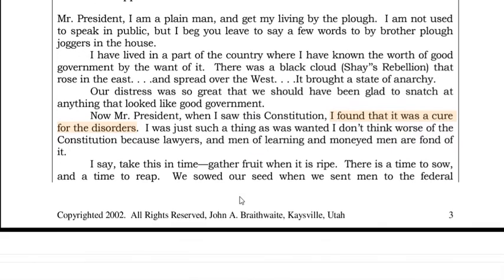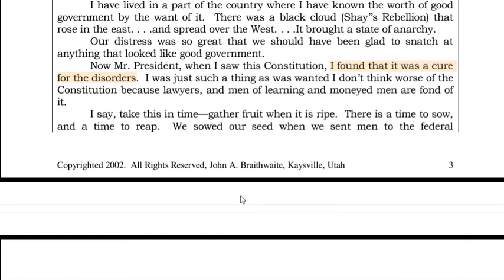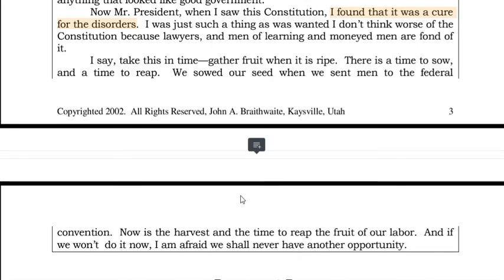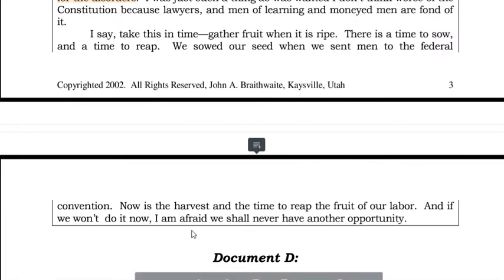I say, take this in time. Gather fruit when ripe. There is a time to sow and a time to reap. Biblical references, farming references. We have sowed our seed. We have sent men to the Federal Convention. Now it is the harvest time, and we shall reap the fruit of our labor. And if we don't do it now, I am afraid that we shall never have another opportunity.